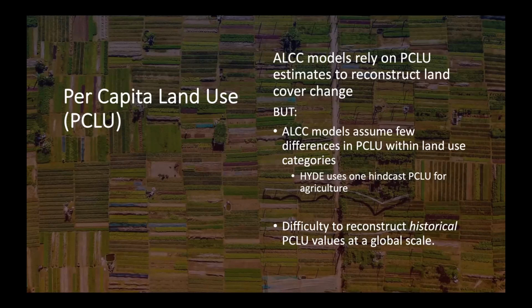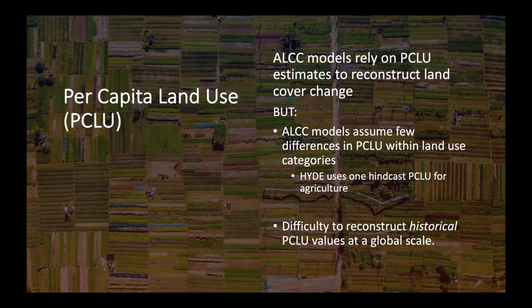because there's limited availability of information about how per capita land use varies through time and space, ALCC models assume very few differences in per capita land use within the same land use category. So for instance, at least in the past, Hive used a single per capita land use number for agriculture for all periods in the past. And so the differences are entirely being driven by population estimates.